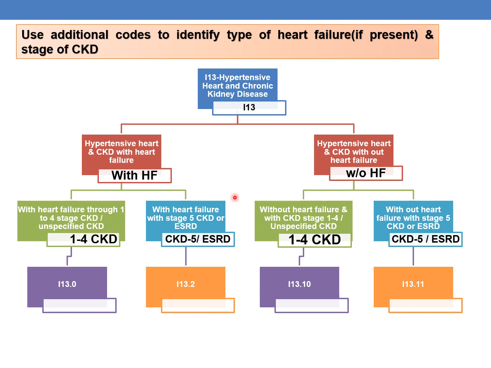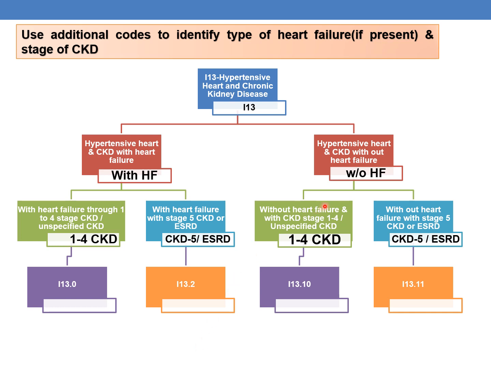Next case is patient is suffering with heart failure with stage 5 CKD or end stage renal disease. Then the code is I13.2. Here they are not indicated in a numerical sequence, so don't get confused. For patient with heart failure and CKD stage 5 or end stage renal disease, the final code is I13.2. Even in this case also there are three codes. First I13.2 to indicate hypertensive heart and CKD with stage 5 or ESRD, followed by type of heart failure and then stage of CKD.